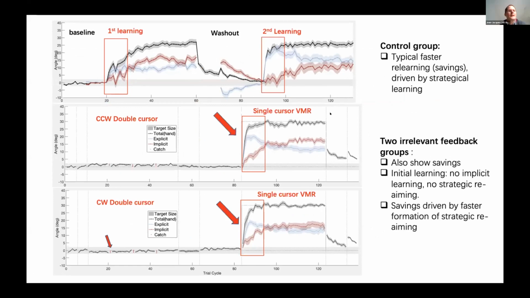Yeah, right. But in your graph, there seems to be some difference in the implicit component, but I wasn't sure whether this was the case or not. Thanks. Implicit component, I don't think so. It is more or less equivalent to the control group's first learning. Yeah. Okay, great. Thank you.